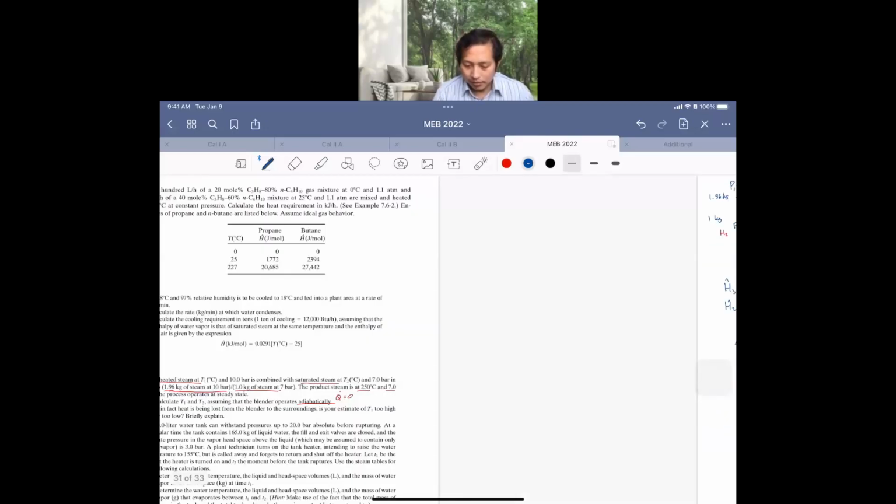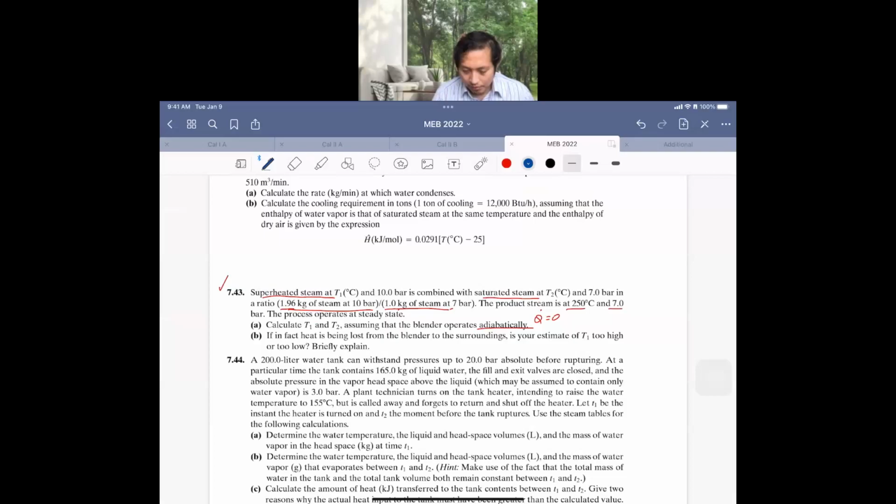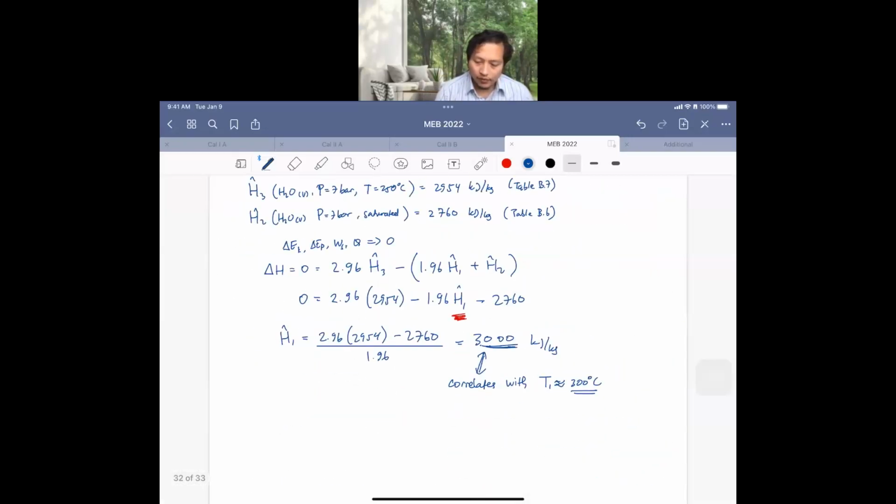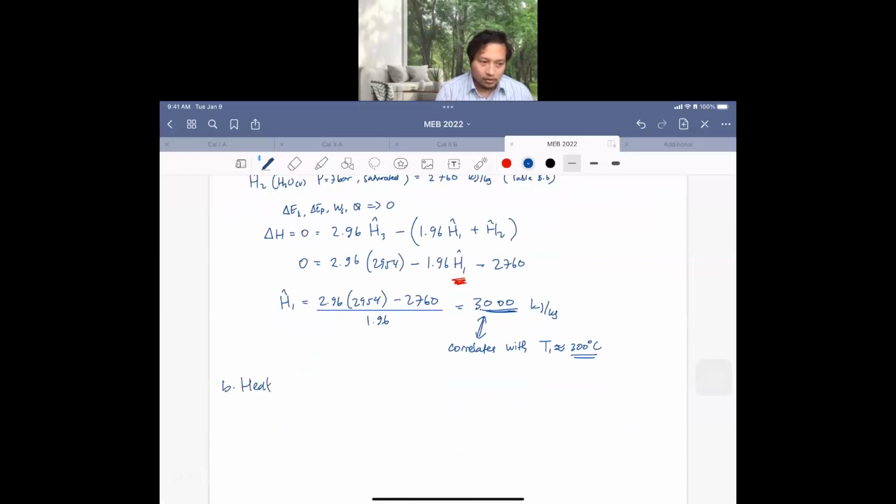And the second question is, what is the second question? I forgot. If in fact heat is being lost from the blender to the surroundings, is your estimate of T1 too high or too low? Okay, heat being lost, if heat being lost, then the entering temperature would have to be higher for the exiting temperature.